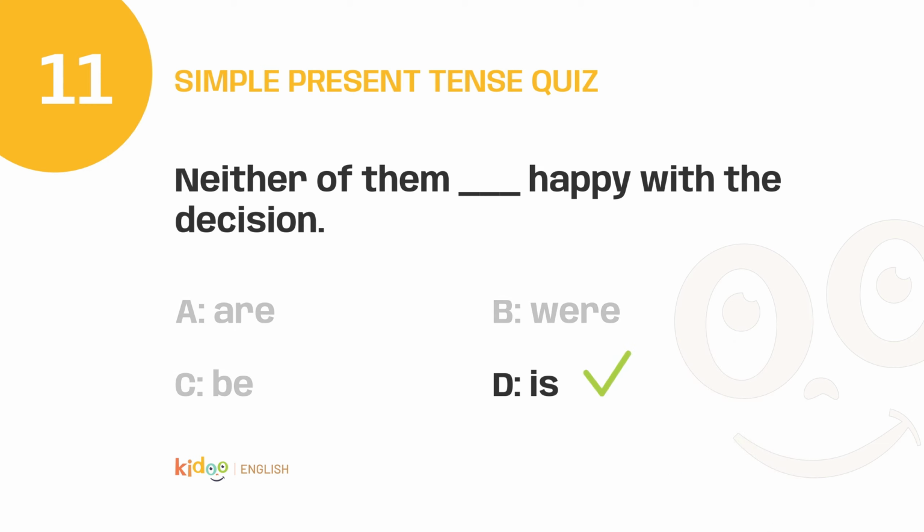Neither of them is happy with the decision. The word neither is indeed treated as singular when it is the subject of a sentence, so it should be paired with the singular verb is.